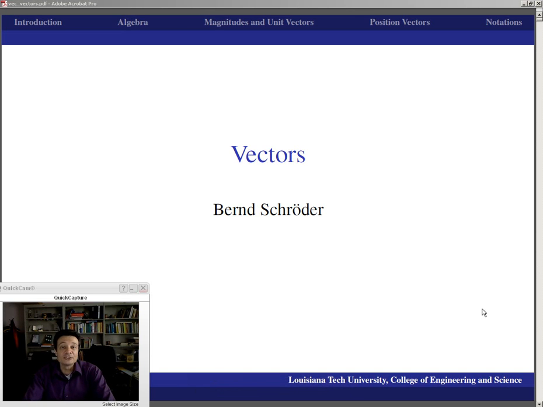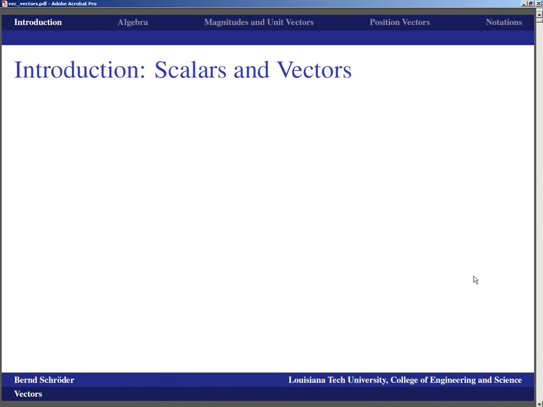Well, if we want to do multivariable calculus, we've got to talk about vectors, so let's take a look at the ideas as well as the various notations and definitions behind vectors. Basically, there are two kinds of quantities in physics, scalars and vectors.